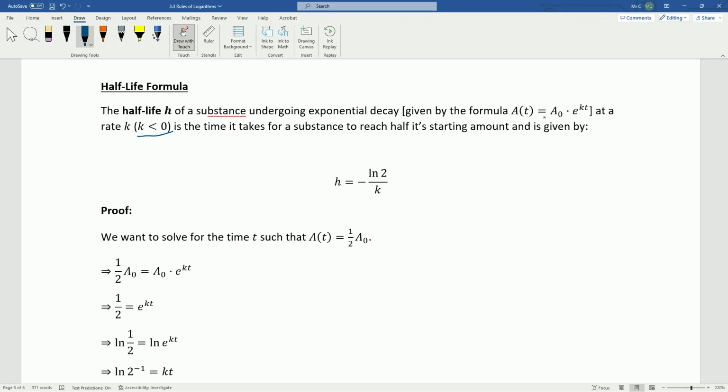So if we write our formula in a way that k is a negative number, so we have a0 times e to the kt, then the half-life, which is the time it takes for a substance to reach half its starting amount, is given by h equals negative ln of 2 over k. So in other words, if we talk about radiation, how long does it take the radiation to decay to half its levels? That's the half-life of the radiation. So that means that we're trying to solve for the time t such that a of t equals 1/2 a0.